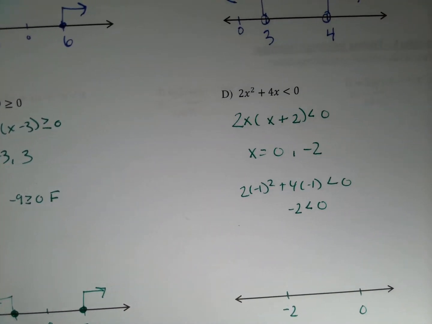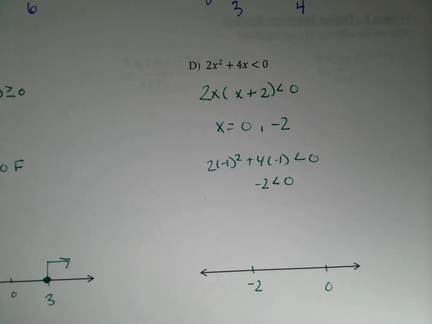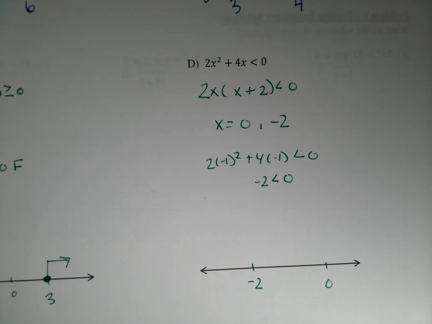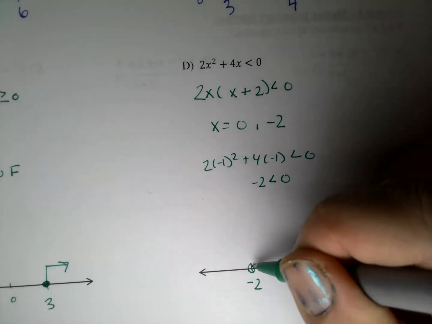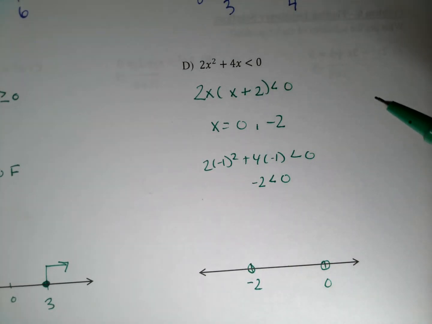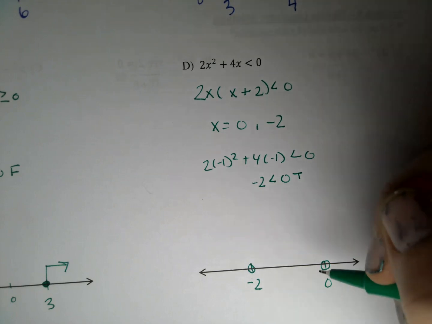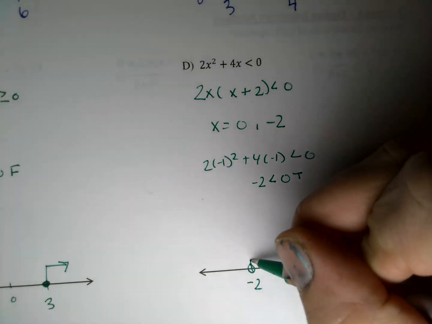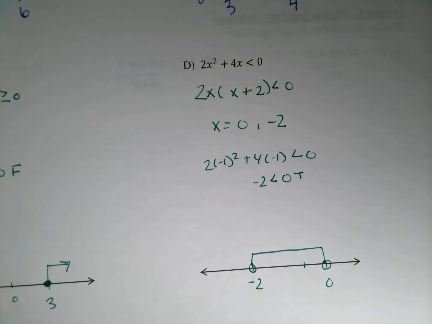And for D, I can factor out a 2 and an x, leaving me with my zeros at 0 and negative 2. I cannot test 0. 0 is one of my points. I do know that both will be open circles because I'm not including it. It's not or equal to. So I plug negative 1 into my original equation. I get negative 2 is less than 0. Well, this is a true statement. So since this is true and this is where negative 1 would be, then it would be shaded in between.